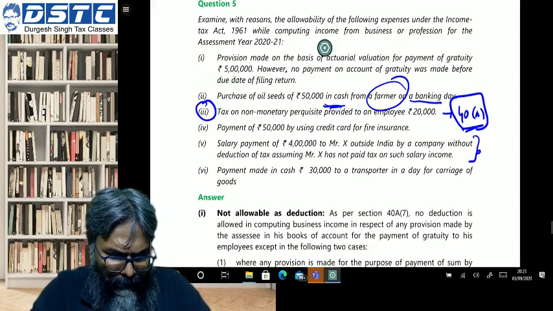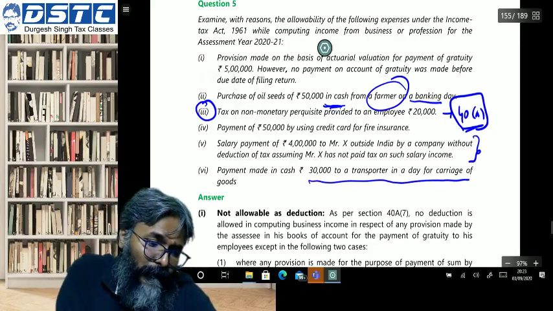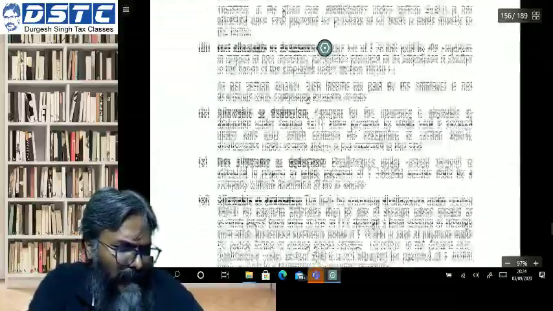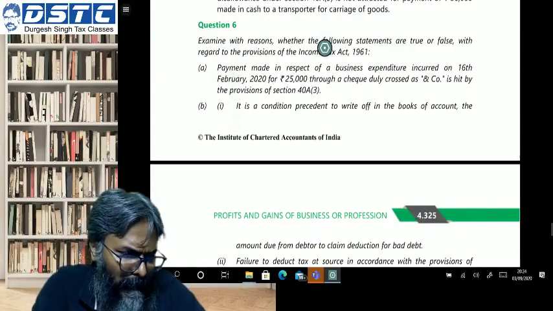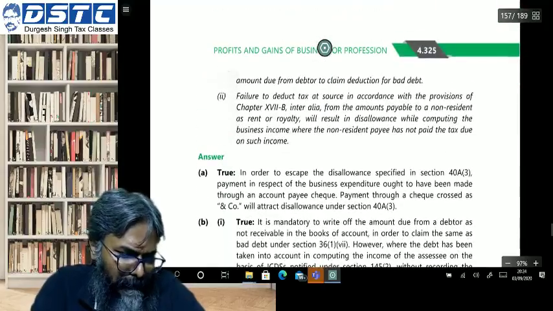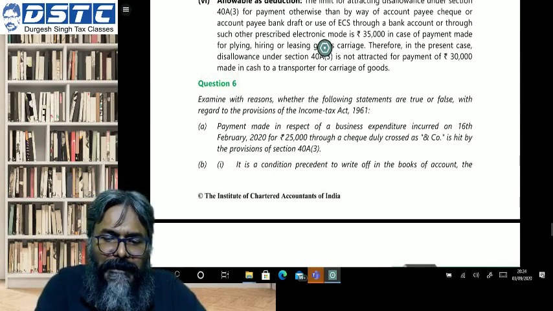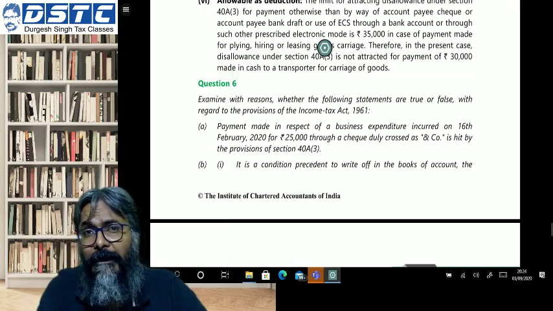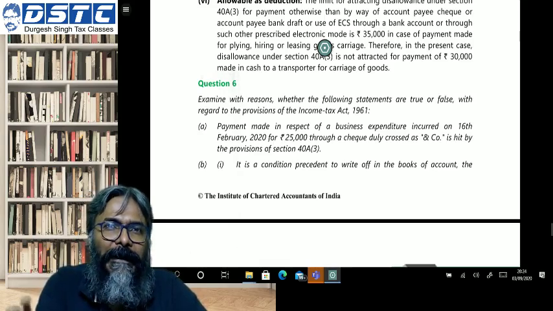Point number 6. Payment made in cash of rupees 30,000 to a transporter in a day for carriage of goods. Carriage of goods. If they would have said carriage of passenger, then what would have happened? Would you still have allowed the deduction? And the answer is no. For carriage of passenger, you would have taken the threshold of 10,000, not 35,000, for carriage of passenger, like Ola company, Uber company and all.